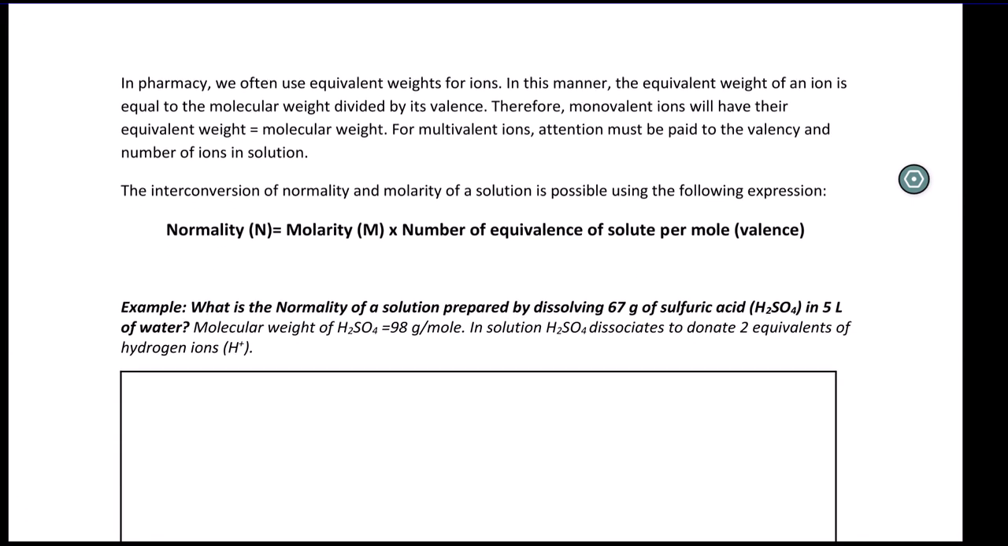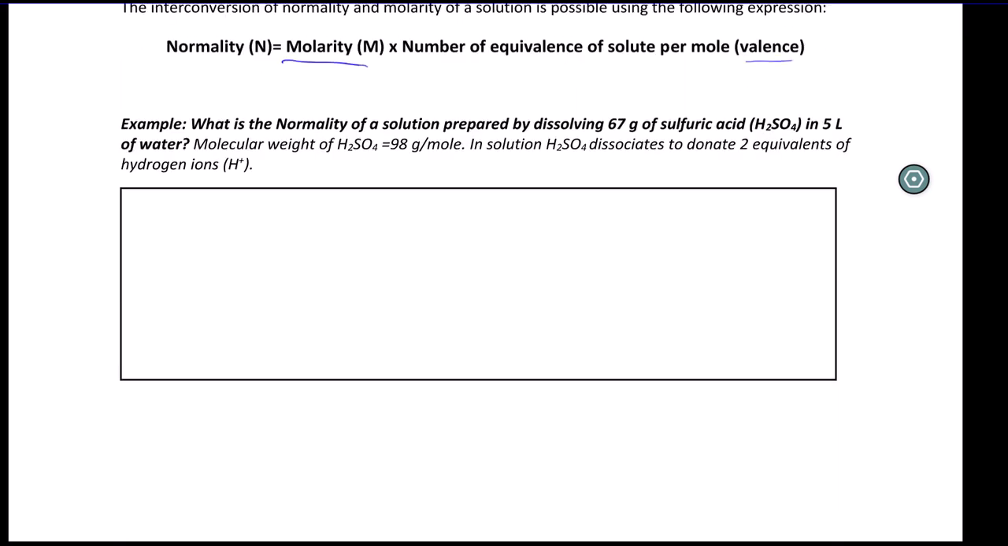Keep in mind that if you can solve for molarity, which is the number of moles per liter, which most people can do, all you've got to do is multiply by the valence and you get the normality. But I'll show you both ways in this last question. It says, what is the normality of a solution made by dissolving 67 grams of sulfuric acid in 5 liters of water? I'm going to show you 2 ways. I'm going to show you first the way that's here.